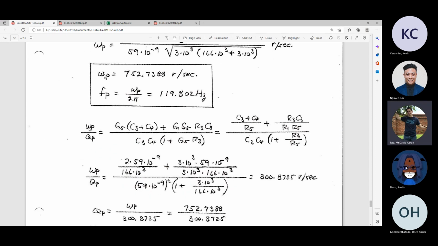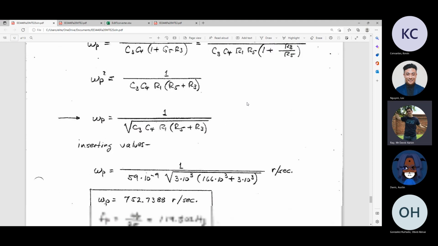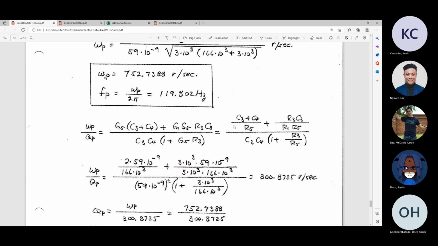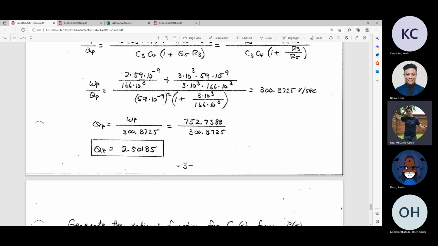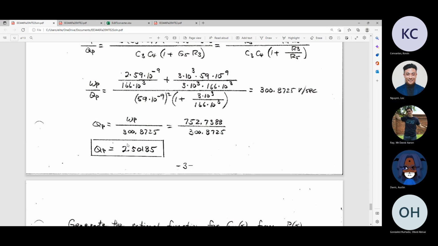And then he starts off with the omega p up here. And then omega p over qp is equal to this whole thing. He plugs in omega p, and then he solves for qp. Solving for qp gets you a value of 2.5. And then the qp goes into your quality factor, and that goes all into your damping value. I forgot exactly what it's called, but it's a really important fact.